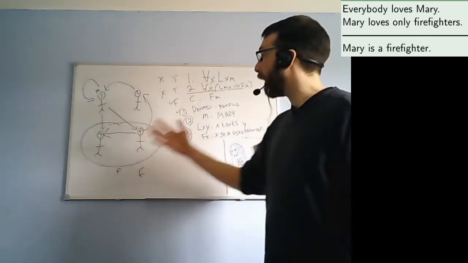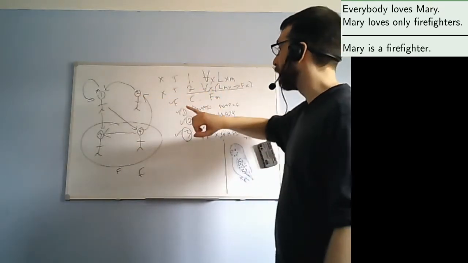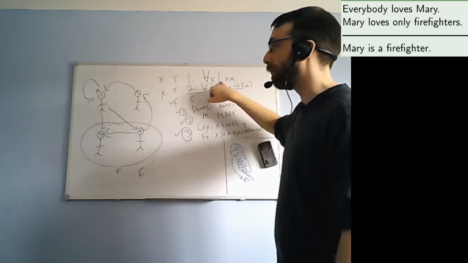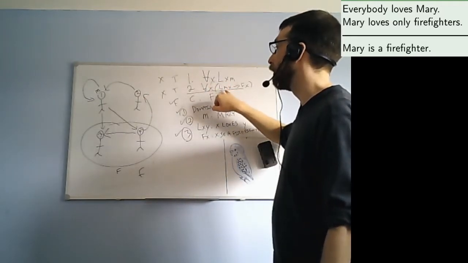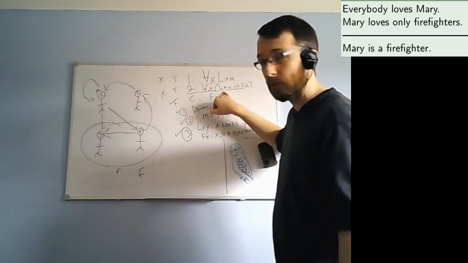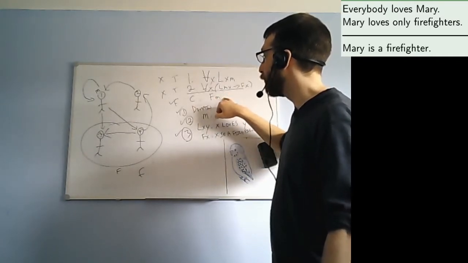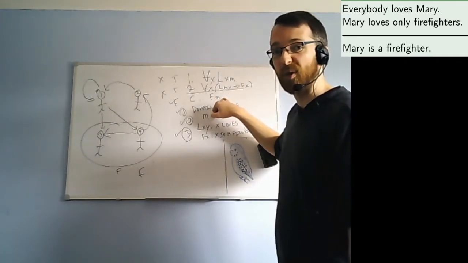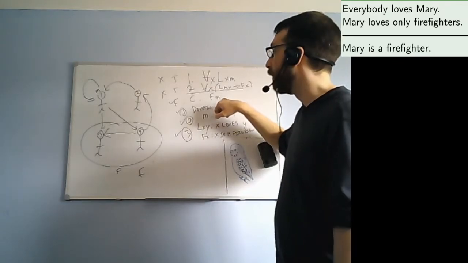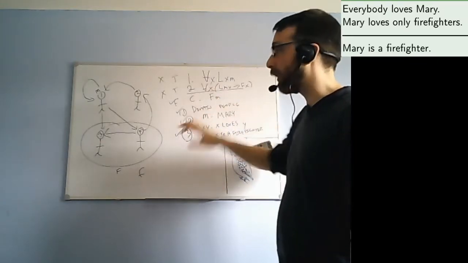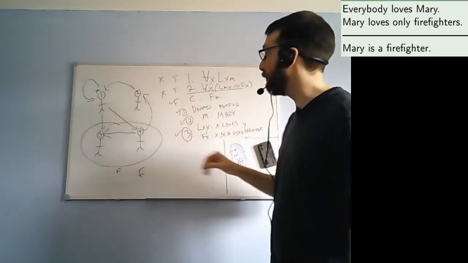I told that story, and then I went and checked. In my story, does everyone love Mary? That turned out not to be true. Does Mary love only firefighters? Again, that turned out not to be true. Is Mary a firefighter? That's not true, which is good. That's what I wanted. So now I'm going to go back and try and change my story, because these parts were up to me. So let's see.